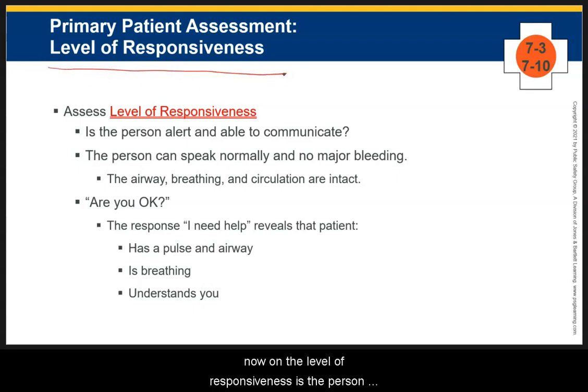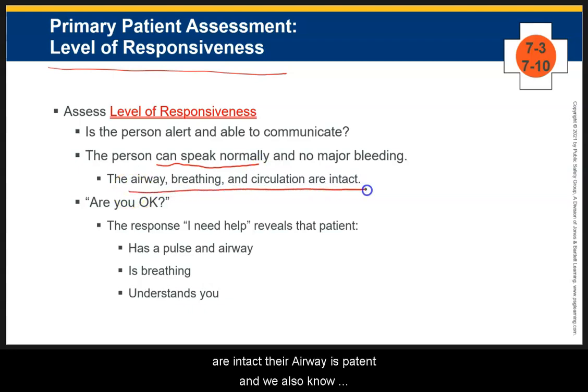Is the person alert and able to communicate? That's a good thing. If someone can speak normally and you don't have any major bleeding, you know that their airway and breathing are intact, their airway is patent, and we also know something about the idea of their level of responsiveness.